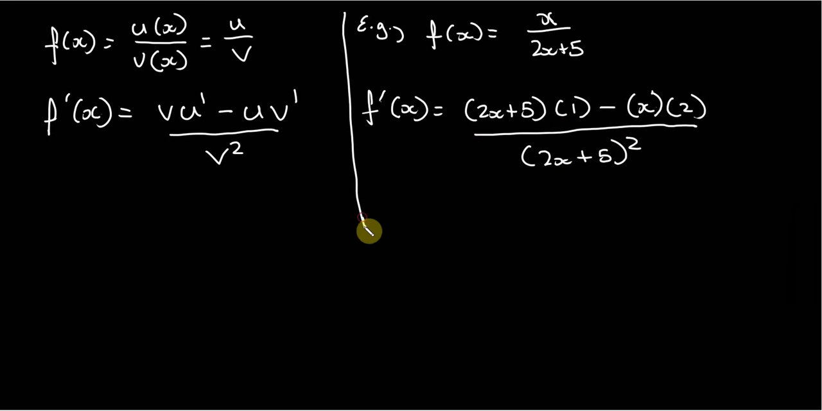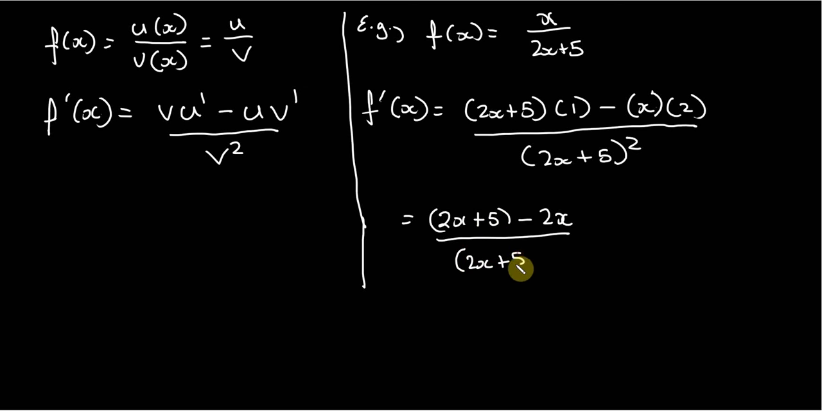At this point, it's just about cleaning up the algebra, which is simple enough. This is going to equal 2x plus 5, keep that in brackets, because 2x plus 5 times 1 is just 2x plus 5, and then minus 2x, all over our v squared, which is 2x plus 5 squared, as we've already got it here. We can simplify this a bit: 2x is positive on the left and we're subtracting 2x, so that will cancel.